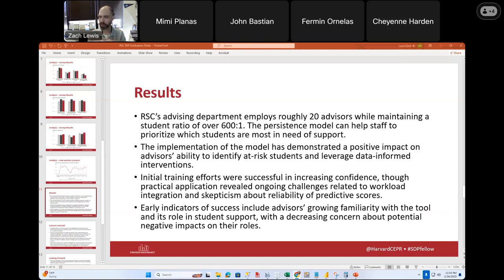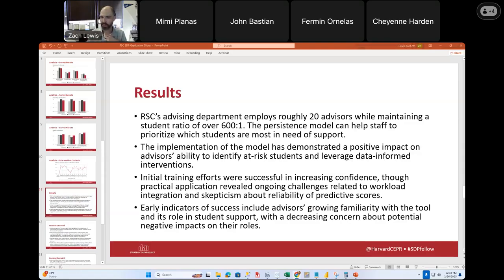So as I mentioned, moving forward, we're certainly going to continue to refine the training, address some of those workload concerns that we saw reflected in the survey data, and continue to enhance the communication strategies that advisors might have in interacting with students to make sure that this is really a sustainable adoption moving forward. Additionally, we want to make sure that the modeling efforts continue to be refined, and that the model can be re-engineered and fine-tuned along the way to create stronger predictions and more confidence that the predictive scores are as accurate as possible.